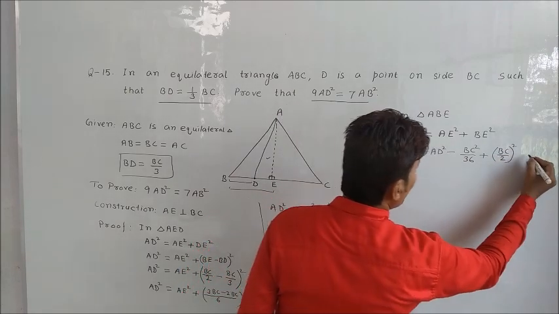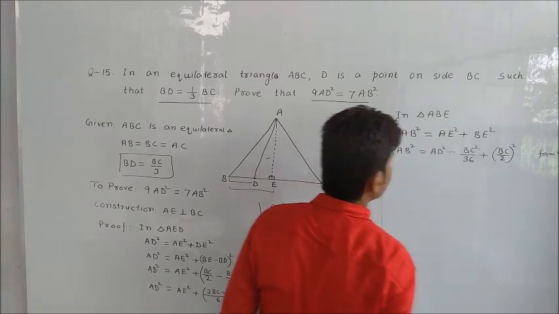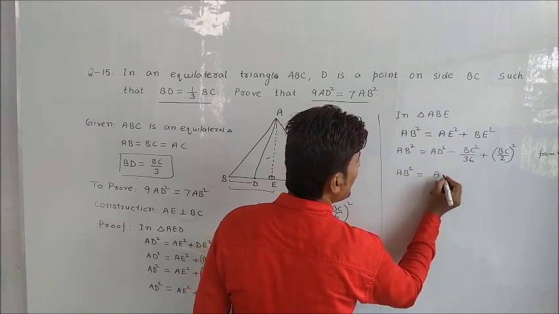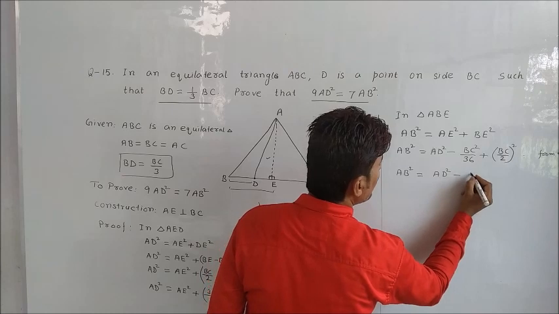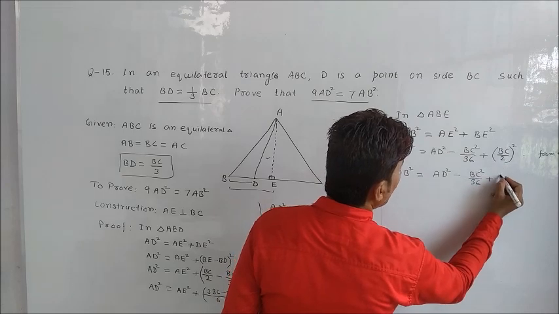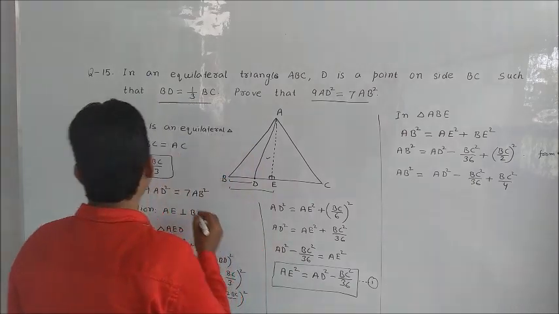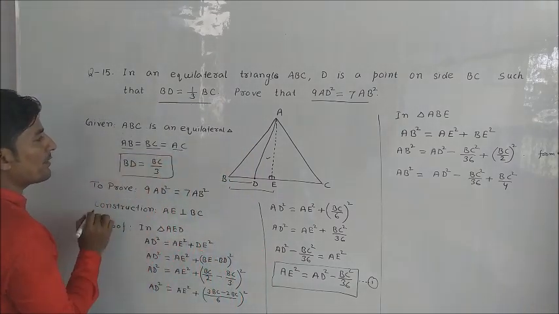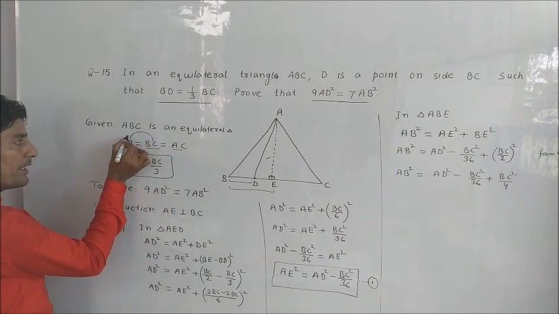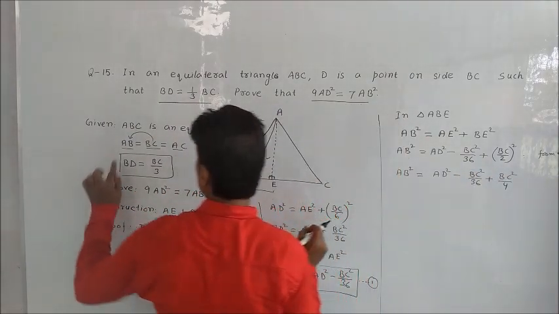How have I written this line? From equation 1. AB square will be as it is, equals AD square minus BC square upon 36 plus, here we can write BC square upon 4. As we know, the measurements of all the three sides are equal: AB equals BC equals AC. So in the place of BC we can write AB, because both are equal.